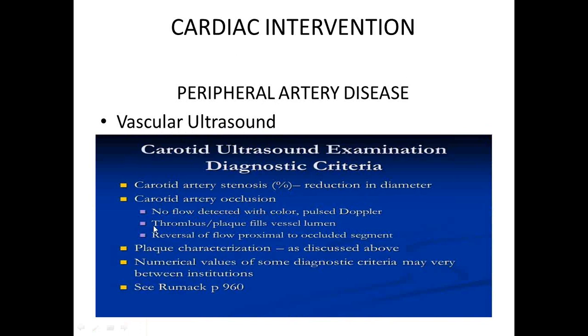You can also, when you look at the area of narrowing, you can determine, is this a thrombus? Is it plaque? So you can look at the narrowing and determine whether it's thrombus, blood clot, or plaque. You can see if there is reversal of flow proximal to the occluded segment. You can also characterize the plaques, you know, soft plaque, etc. And we showed you just before, you can use whichever criteria to determine the degree of stenosis.